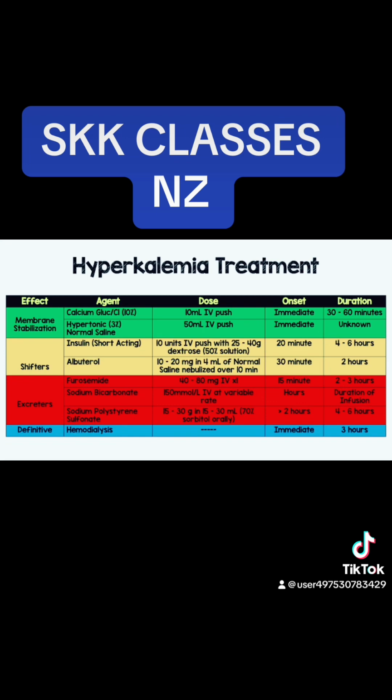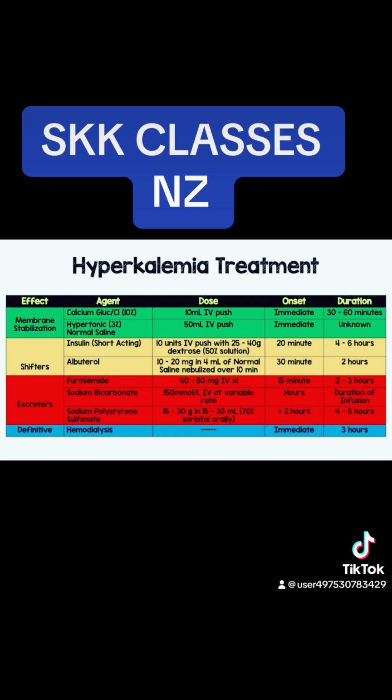Then come your shifters, which here is insulin with 25% dextrose. You have to dissolve 10 units of insulin in 25% dextrose. Its action starts within 20 minutes, and it should be given over 4 to 6 hours. So what is the action of this? Sometimes what happens is that the patient goes into hypoglycemia.